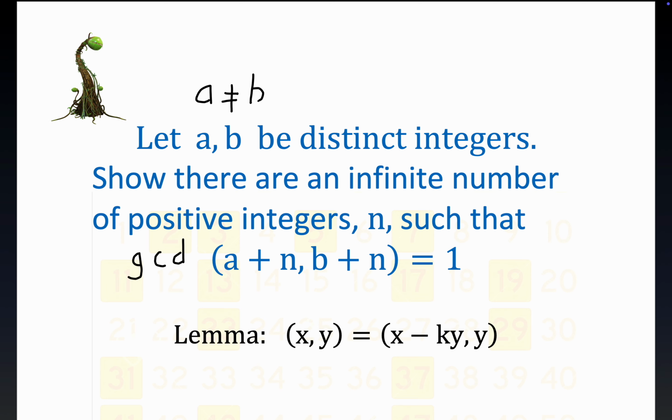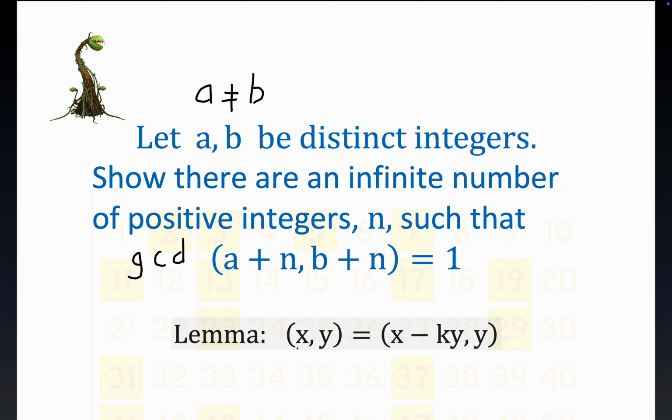Now, we're supposed to show that there are an infinite number of positive integers N such that this GCD statement holds, okay? And notice the first element of the GCD is A plus N, and the second one is B plus N. And we want to show that there's an infinite number of positive N's such that these two guys are relatively prime.